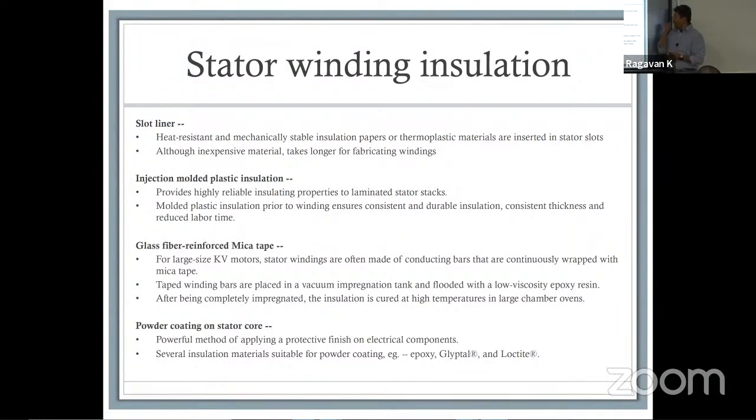It depends on how much is available. The next one is injection molded plastic insulation. It is reliable. It can be an automated process, and you can have consistent thickness because you are directly injecting this into your motor. You can also have glass fiber reinforced mica tape. This is typically done for large motors in the range of kilovolts, high voltage designs.